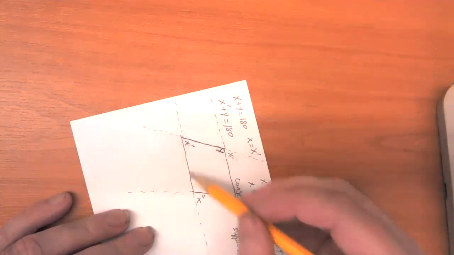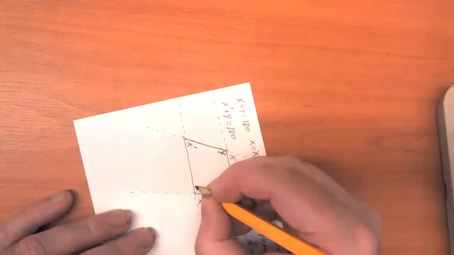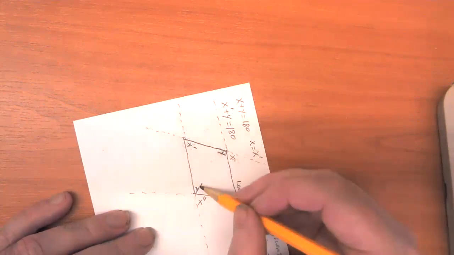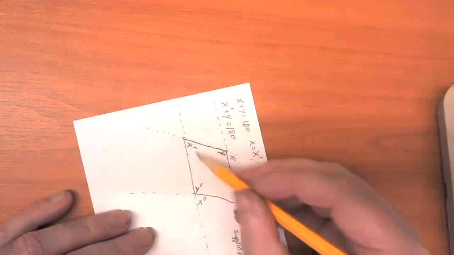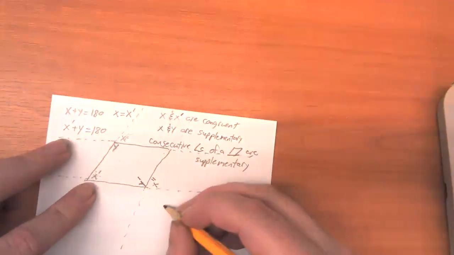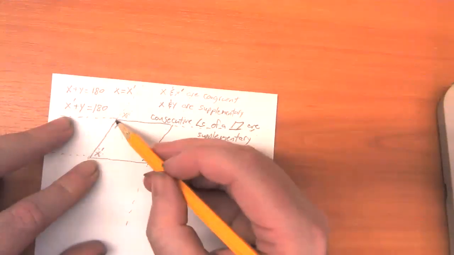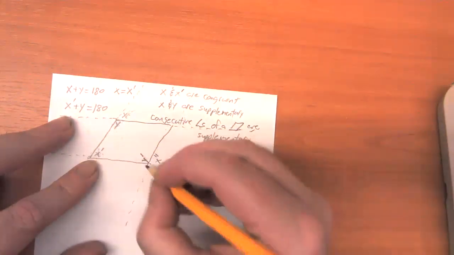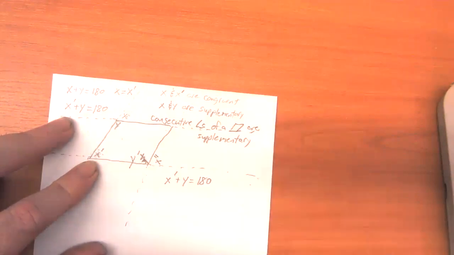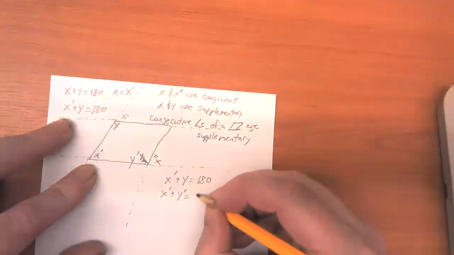Once again, these are corresponding angles. And these Y prime, and these are consecutive angles of the parallelogram. So we know that X prime plus Y is equal to 180 degrees because they're consecutive angles in this parallelogram. We know that X prime and Y prime, let me write Y prime here so that it's facing up. We also know that X prime plus Y prime is equal to 180.